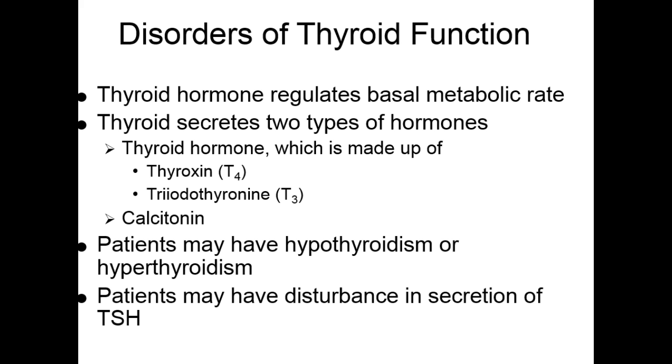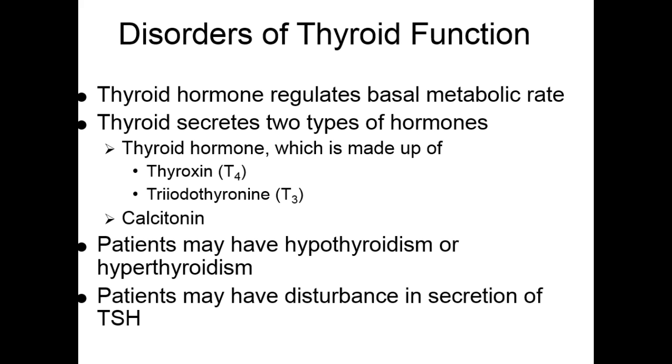Okay, disorders of the thyroid function. The thyroid hormone regulates the basal metabolic rate. It secretes two hormones, the thyroid hormone, which consists of T4 and T3, and then calcitonin. Patients may have hypothyroidism or hyperthyroidism, hypo meaning too little, hyper meaning too much. And usually they have a disturbance in the secretion of the TSH, the thyroid stimulating hormone.